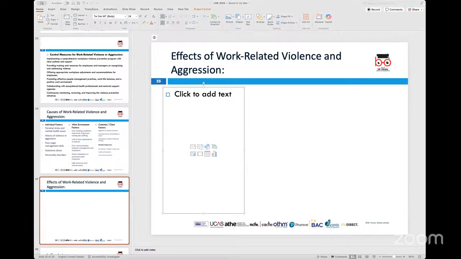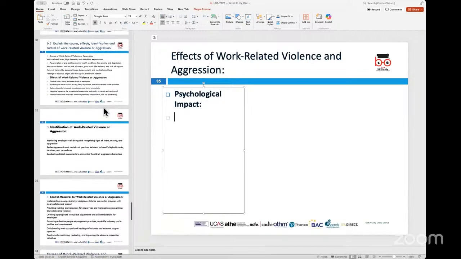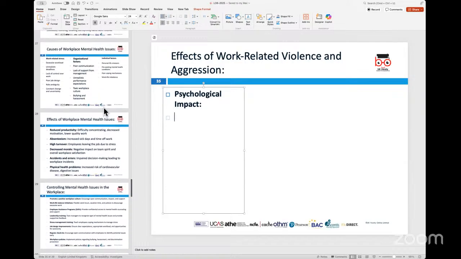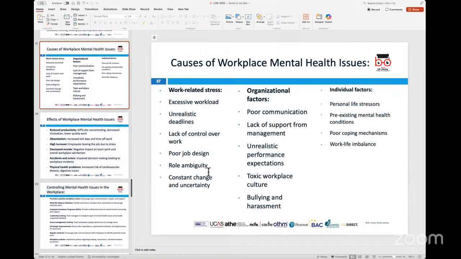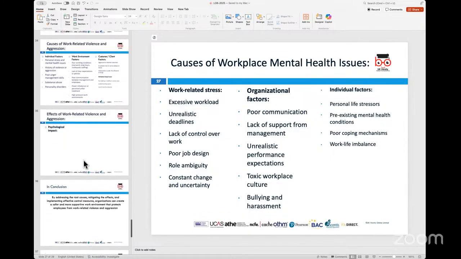Now, psychological impact could be person dependent. That means it is individual factors, just like we covered in the previous slide. We looked at three parts: individual, organizational, and work related. So in this case also, we'll look at a similar classification.